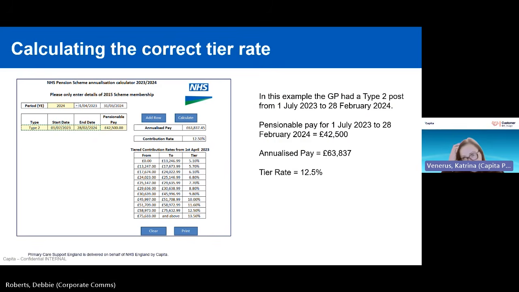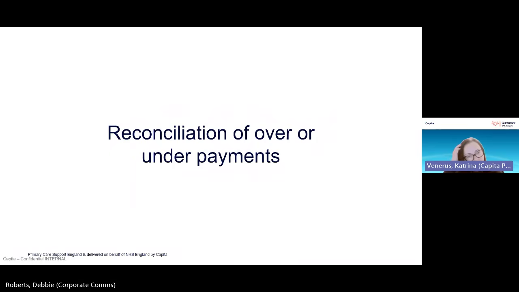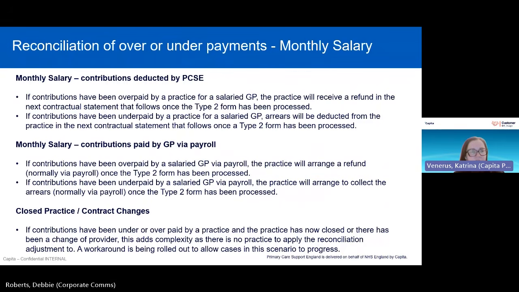So let's move on, Debbie, just to a couple of other quick points on under and overpayments before we go back to questions then. We've talked about the monthly salary roles that GPs have and how the PCSE system will work out whether the practice has had the correct amount deducted and any adjustments that are required and applied in the next contractual statement after your form has been fully processed and reconciled. That's sorting out that the practice has paid the correct amount.